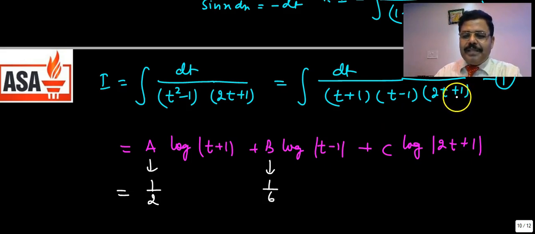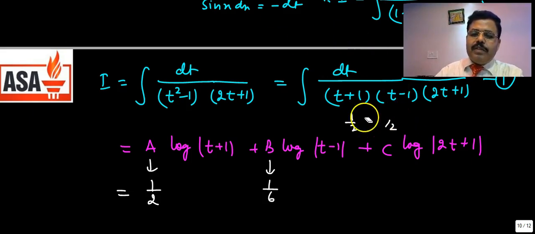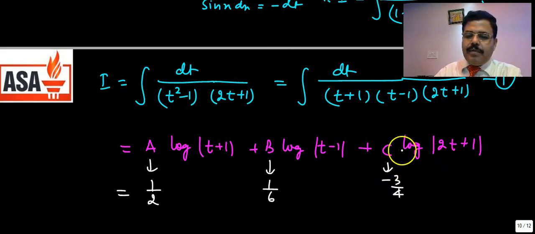To find the answer of C, we can put this equal to 0, that is T is equal to minus half. T is equal to minus half plus 1 is half, and minus half minus 1, minus 3 by 2. So minus half plus 1 is half, multiplied by minus 3 by 2 is minus 3 by 4. So C would be minus 3 by 4, right?